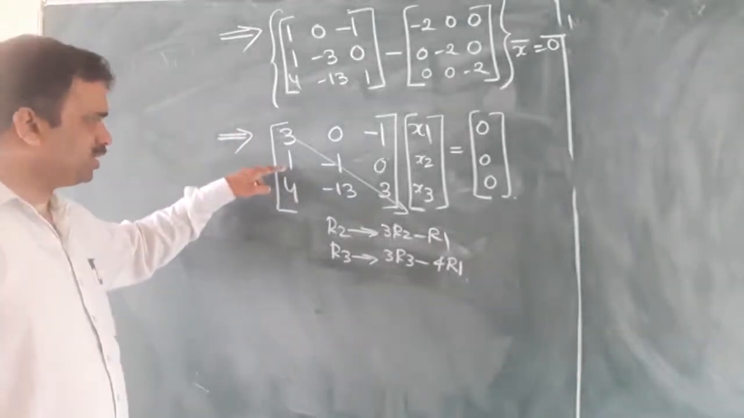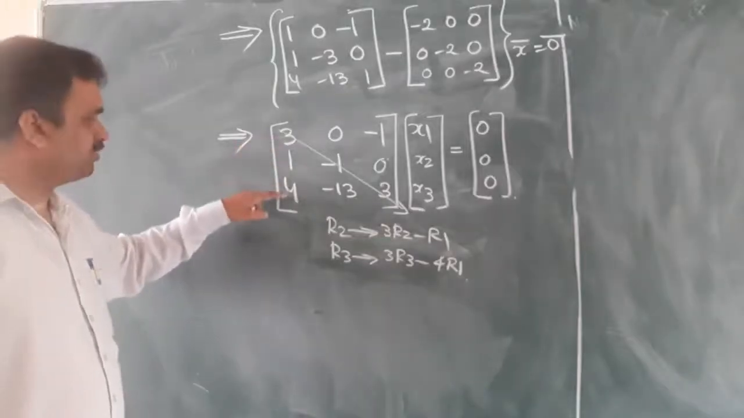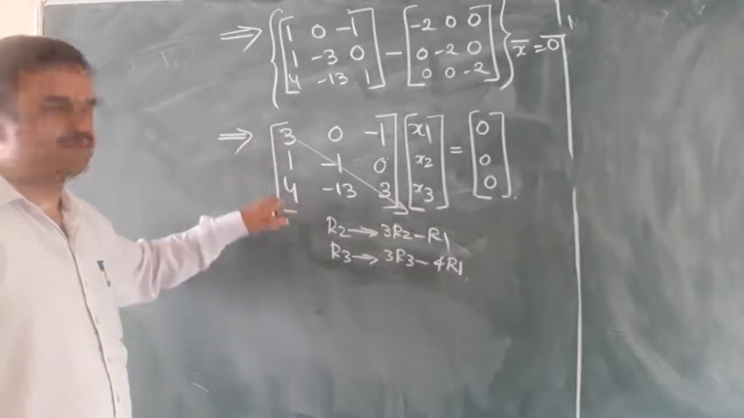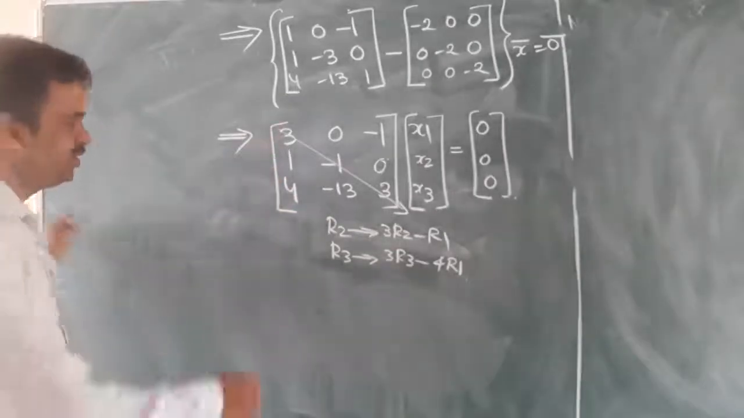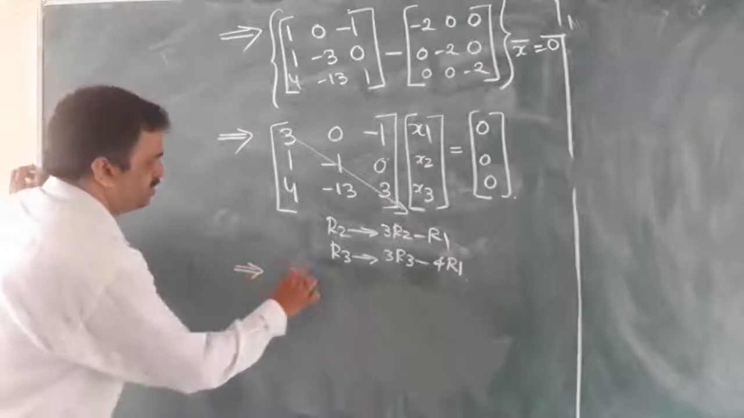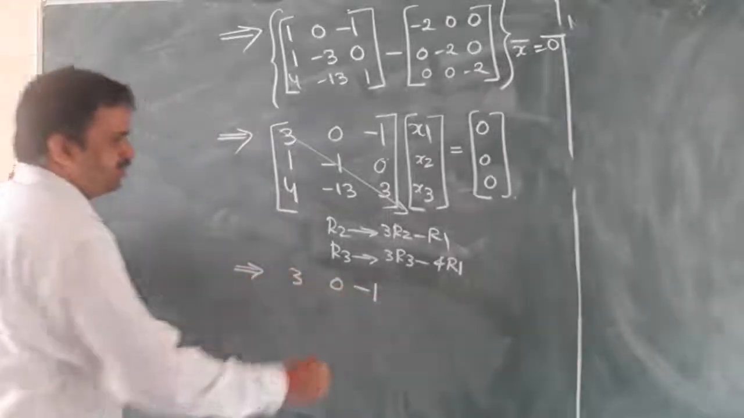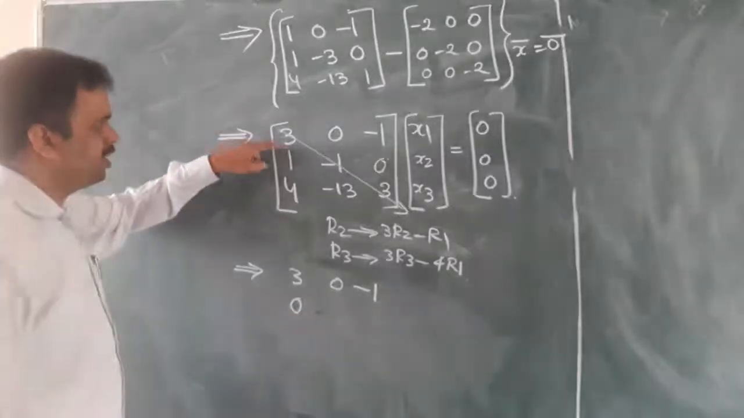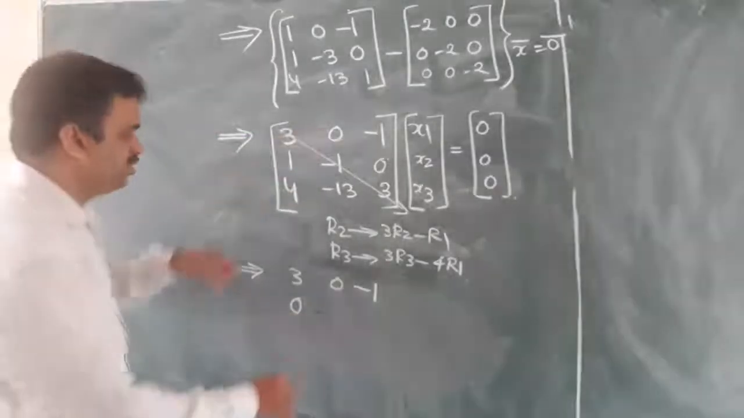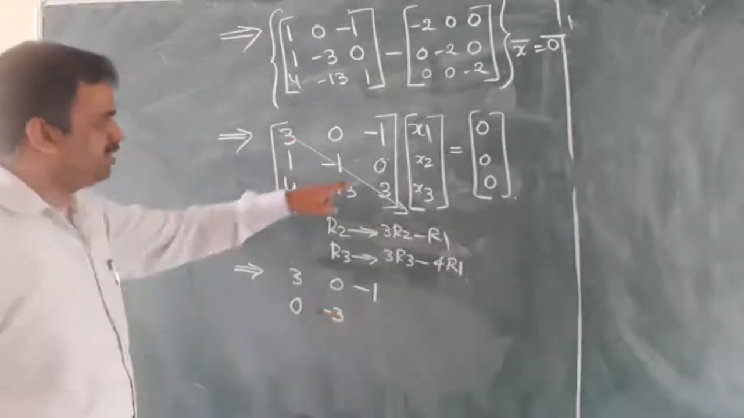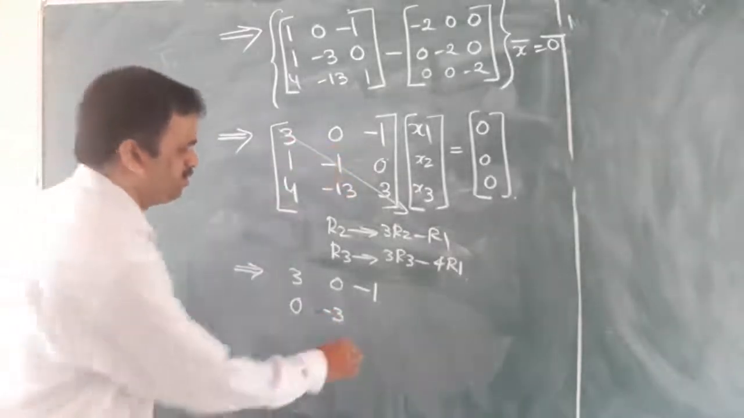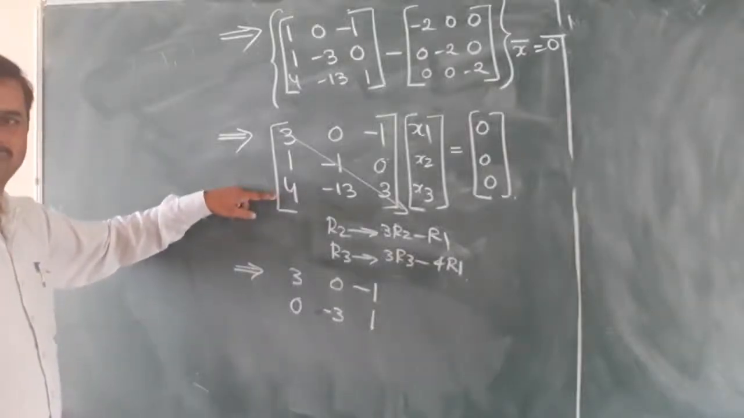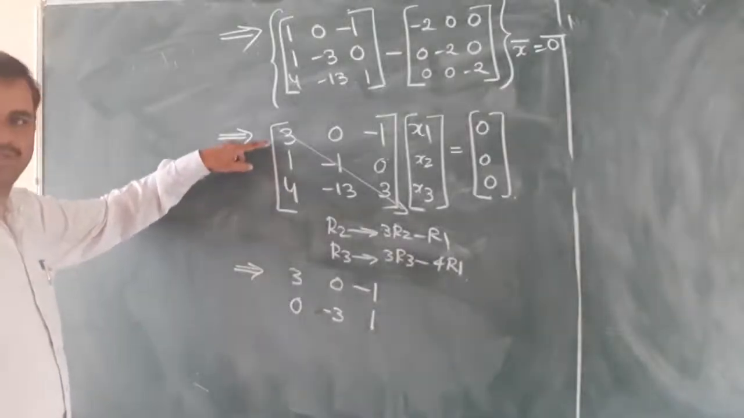So R2 implies this multiply 3 here. 3 minus 3, 0. For this make it 0, multiply here 3, here multiply with 4. 4 3 is 12 and 3 4 is 12. 12 minus 12, 0. So first row as it is only 3, 0, minus 1. Multiply here 3. 3 1 is 3. 3 minus 3, 0. Multiply here 3. Minus 3, 0. Minus 3. Multiply here 3 times 0, minus 1, minus 1. Now third row. Multiply here 3, 4 3 is 12. Here multiply 4, 4 3 is 12.